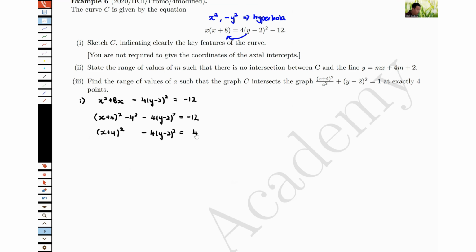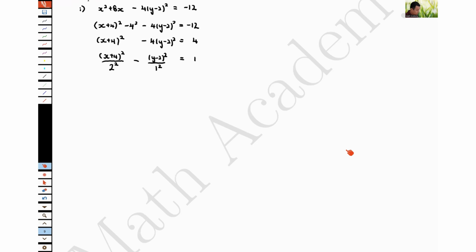So we get a 4. 16 minus 12, we get 4. And you generally want to force the right-hand side to be 1, so you divide by 4 throughout the equation. I write it in standard form immediately. The 4 we write as a 2 squared, and the subsequent equation, let me write as 1 squared. Okay, so this is your hyperbola.